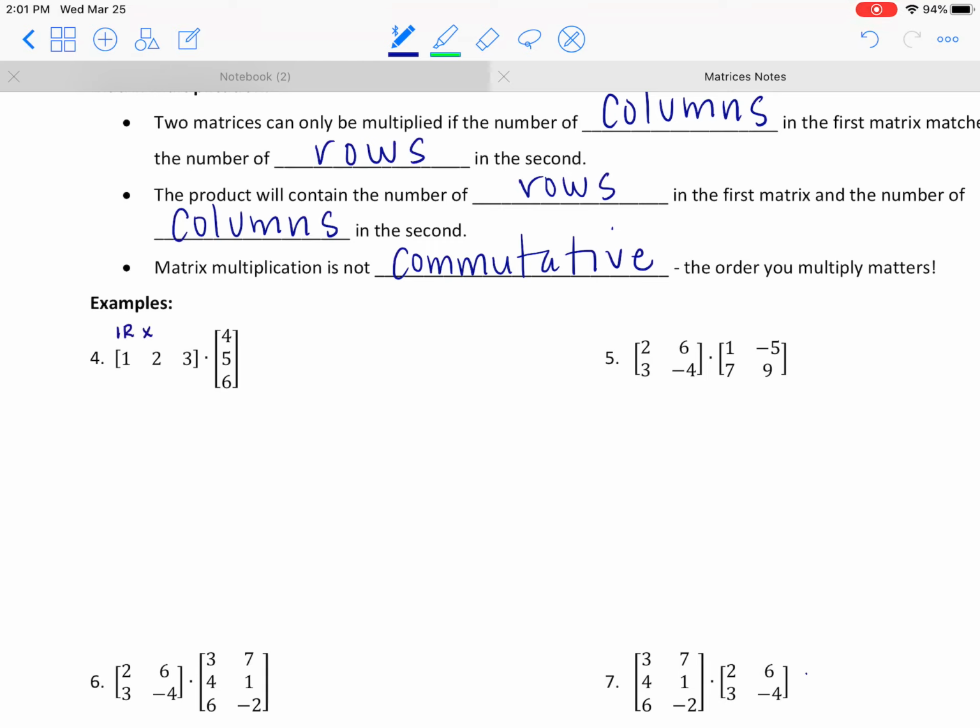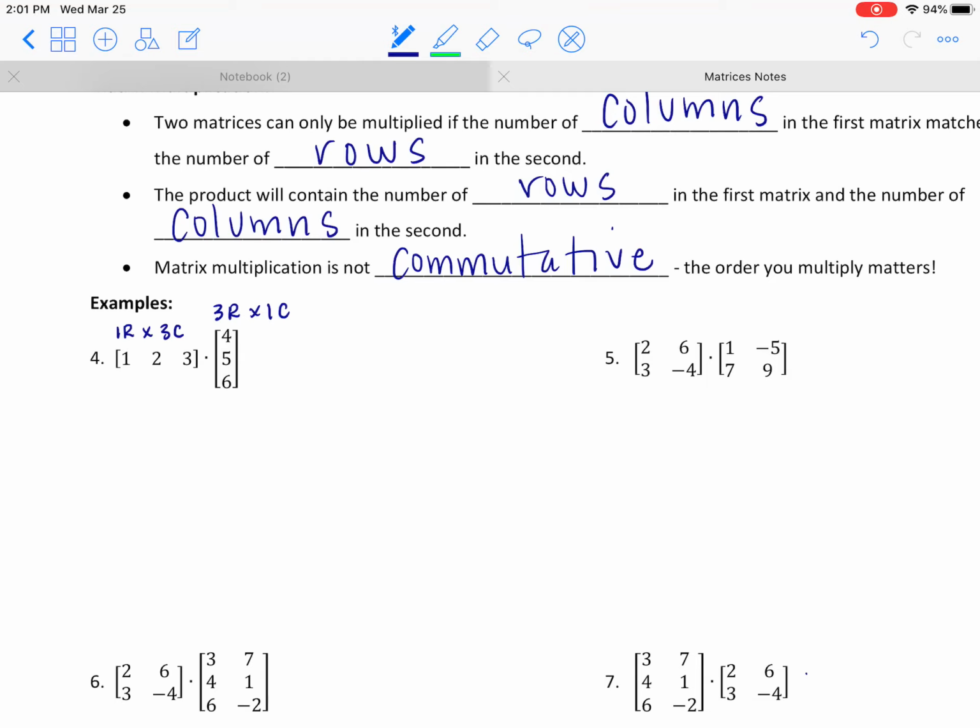So we would say that this has 1 row and it has 3 columns. So we would call it a 1 by 3 matrix. If we look at the second, it has 3 rows and it has 1 column. So the second matrix is a 3 by 1 matrix.